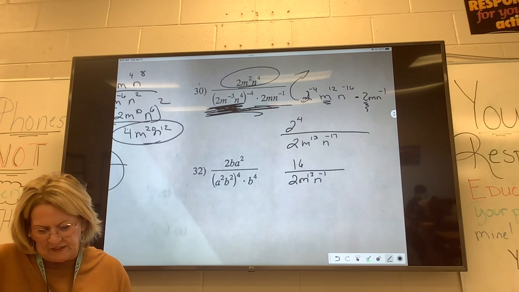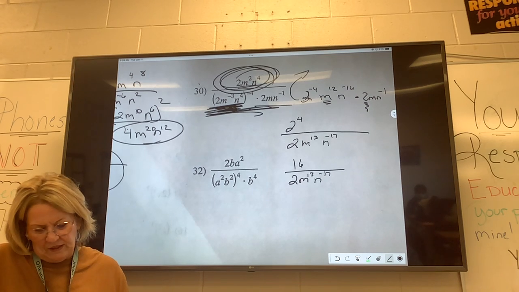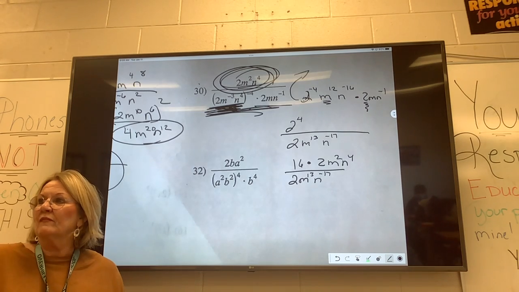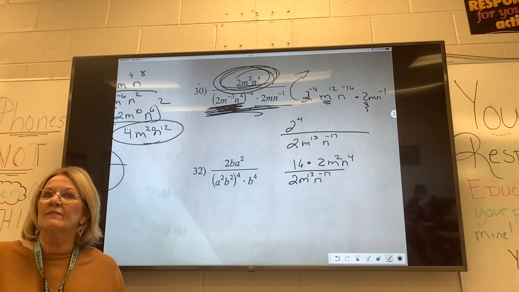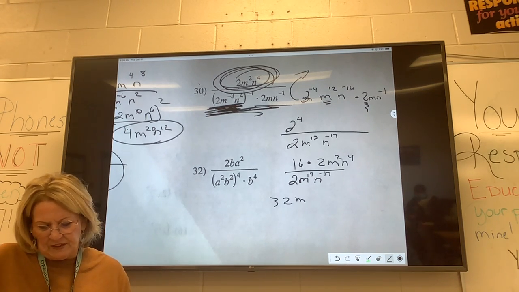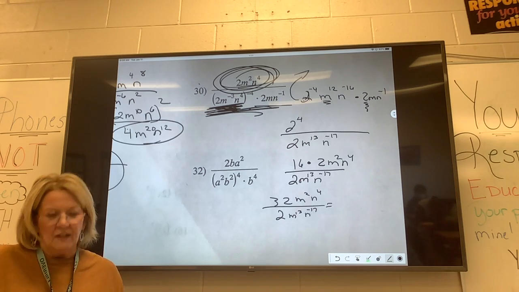2 to the m to the 13 n to the negative 17. Now I'm going to go and grab this piece up here. So it's on top, times 2 m squared n to the 4. Are y'all with me? Okay. 16 times 2 is 32. I have m squared n to the 4 over 2 to the m to the 13 n to the negative 17. I'm almost done.